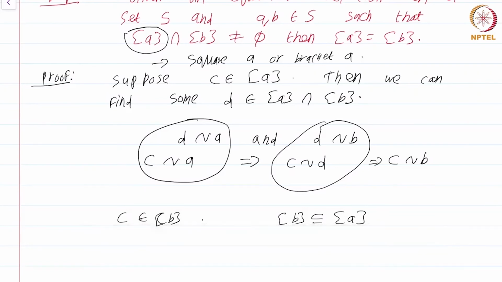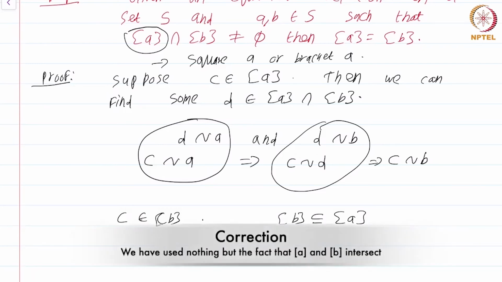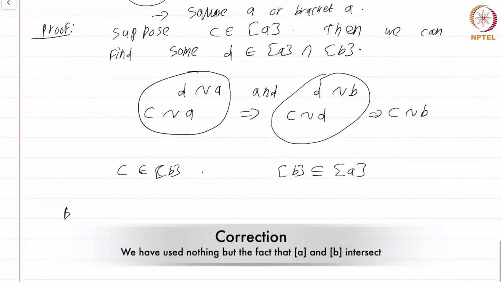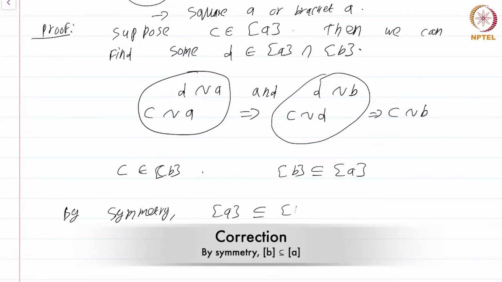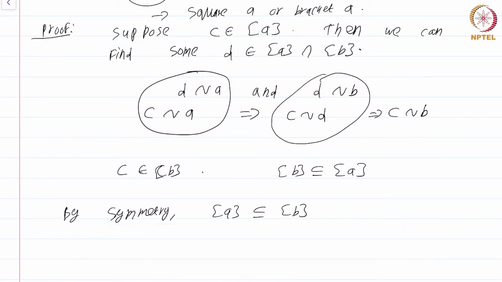But we have used no property of the equivalence classes of A and B other than the fact that they are disjoint. So by symmetry, A is also a subset of B. Note, when I say by symmetry here, I do not mean symmetry of the equivalence relation. What I mean is the symmetry of the nature of our argument. There is nothing about A or B special when we showed that B is a subset of A. The same argument works for A is a subset of B. By symmetry, A is a subset of B, which means A is equal to B.